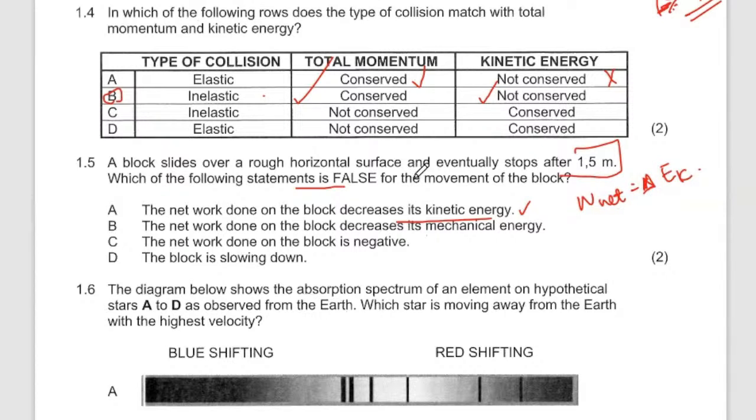Now, when a block is slowing down or eventually stops, you know that the final velocity will be 0. And if we use 0 minus the initial, we're going to get a negative kind of work done, which means it decreases the kinetic energy, which is true. The net work done on the block decreases its mechanical energy. That is also true when you look at the conservation of energy. Then the net work is negative, which is true, and then the block is slowing down, which is also true. Yeah. So all the options are correct. Just choose one.